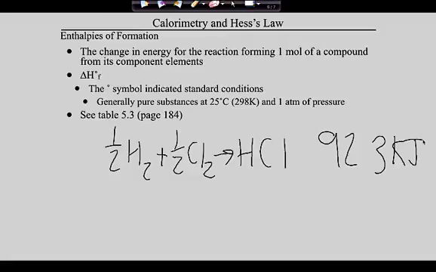So now I have a question for you. Why aren't they all negative? We're going to talk about it in the next chapter. Why aren't they all negative? We can't answer that yet, but we will.